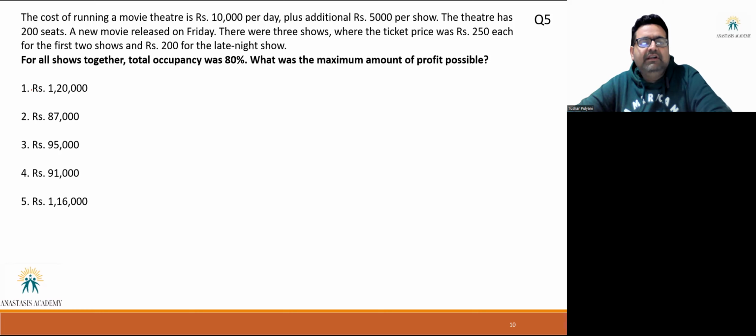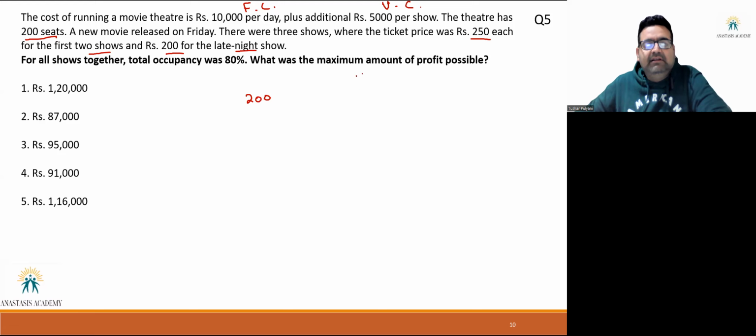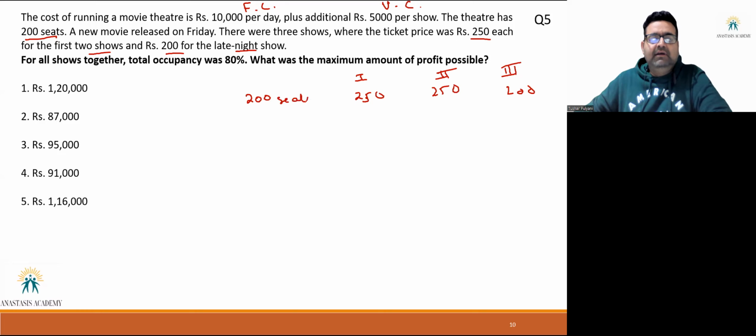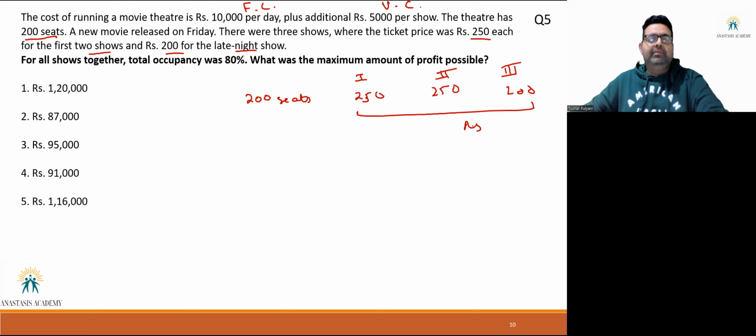The cost of running a movie theater is 10,000 per day. It's kind of a fixed cost, right? That 10,000 per day, this is my fixed cost. I have to spend even if I don't conduct a show. But then there is a variable cost per show, 5,000 per show. Theater has 200 seats. A new movie is released on a Friday. There were 3 shows. Price 250 for the first 2 shows, and night show was a bit cheaper at 200. Right. So there are 200 seats, and there are 3 shows with prices 250, 250, and 200. The night show is a bit cheaper. So this is seats, and these are prices in rupees.